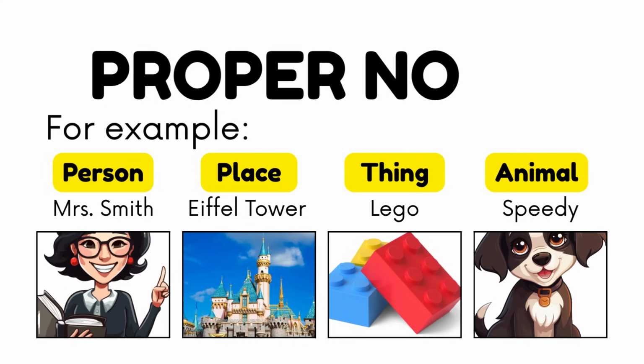For example, person, Mrs. Smith. Place, not any building, it's Eiffel Tower. Thing, not any toy, it's Lego. Animal, not any dog, it's Speedy.